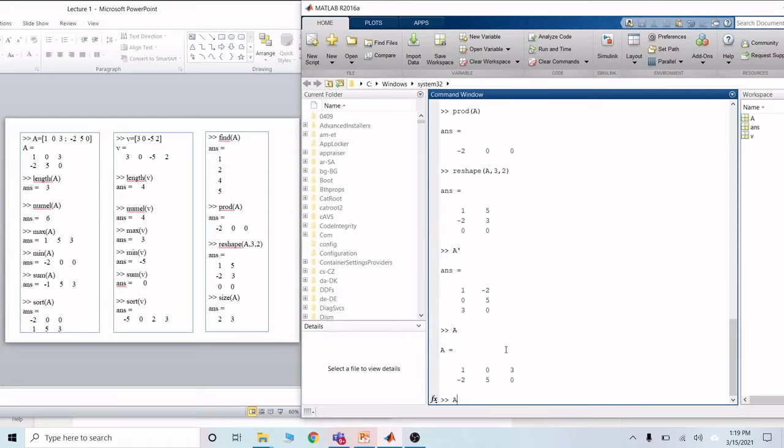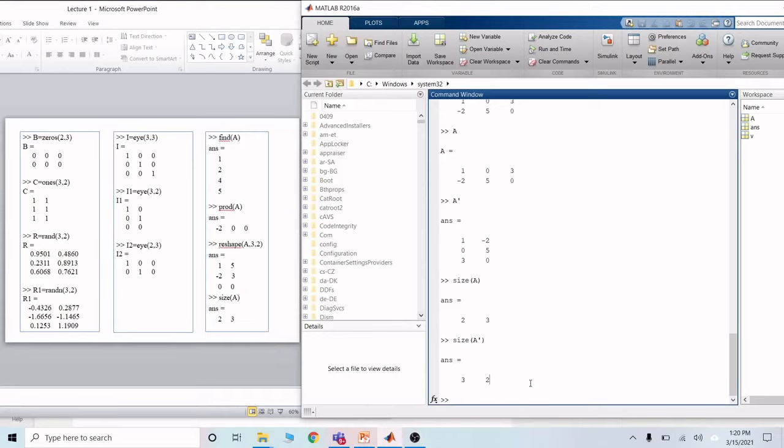The transpose, A is this, A transpose is this. Transpose is a different thing. And find the size of A. Size of A is 2 cross 3. Size of A dash is 3 cross 2. Okay. I have done all the formulas.